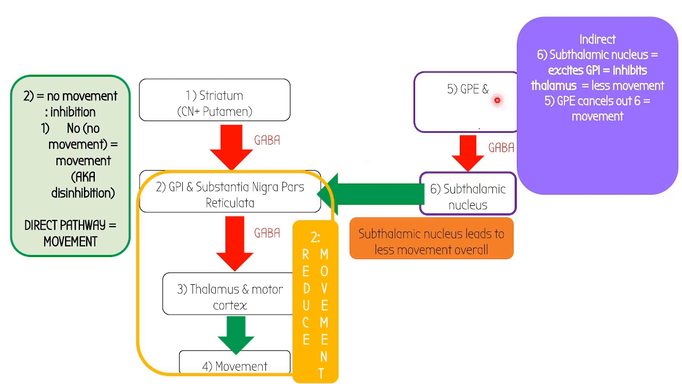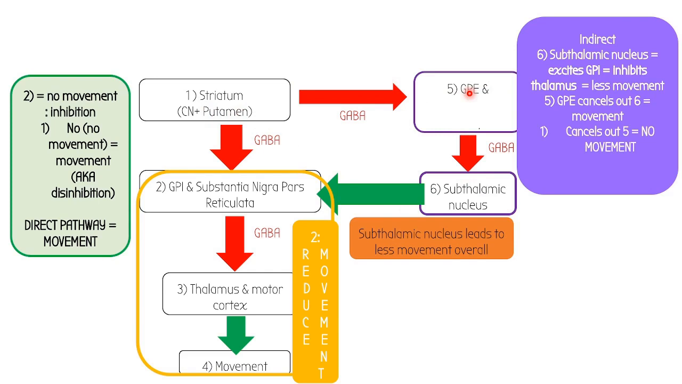Okay, our final step is our good old striatum, as you would have guessed. It has a GABA connection to your globus pallidus external. So the globus pallidus external, if we go 5, 6, 2, 3, 4, that is going to lead to movement. But the striatum is going to inhibit that, so it's going to inhibit movement. So it's going to lead to no movement.